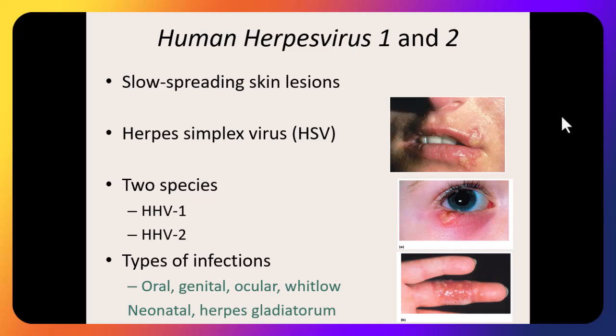The difference between them, though, is usually where do the lesions occur? The general rule is HHV1 is above the waist and HHV2 is below the waist. Usually HHV1 is more common, HHV2 is more of the sexually transmitted strain.